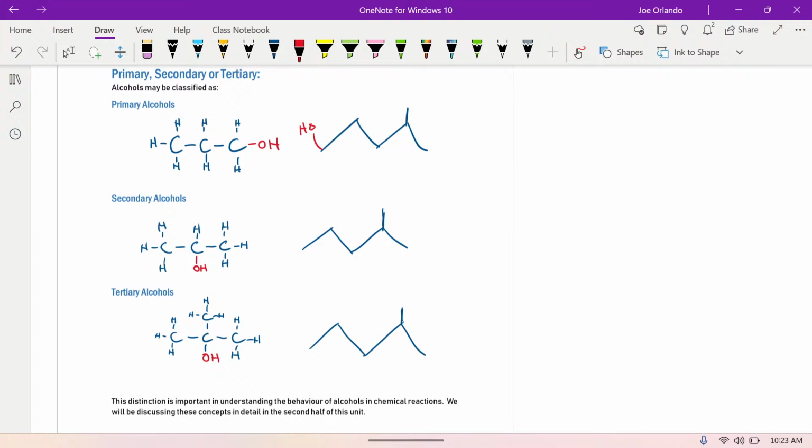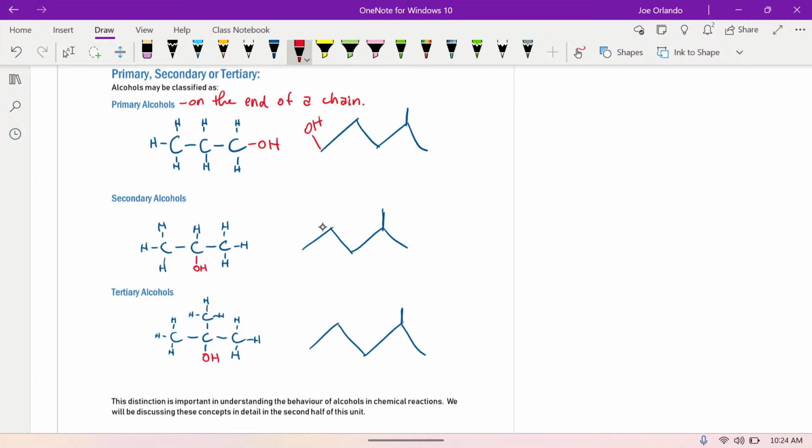I agree. It doesn't matter which side I put it on. Either one would be a primary. So what makes something a primary alcohol? Being on the end. Okay, so it's on the end of a chain. Good. That's easy, right? And I heard a lot of that, by the way, as I was walking around.